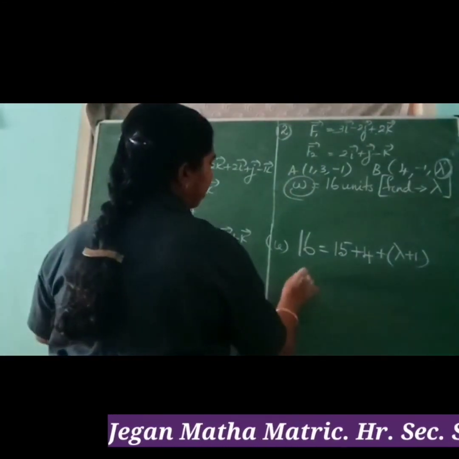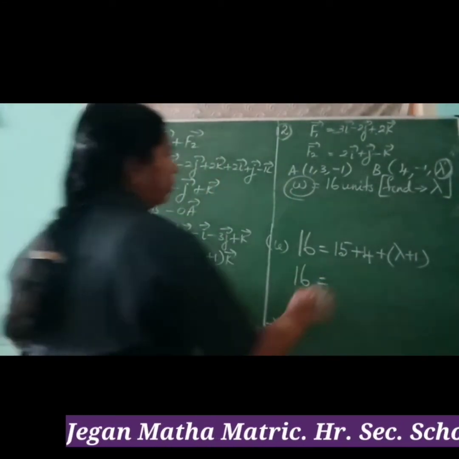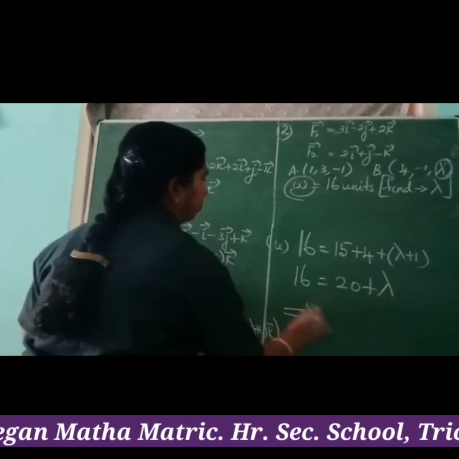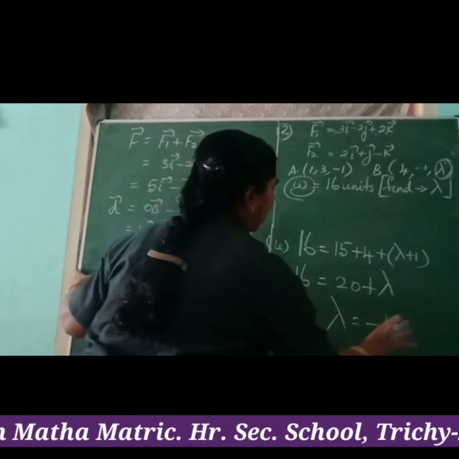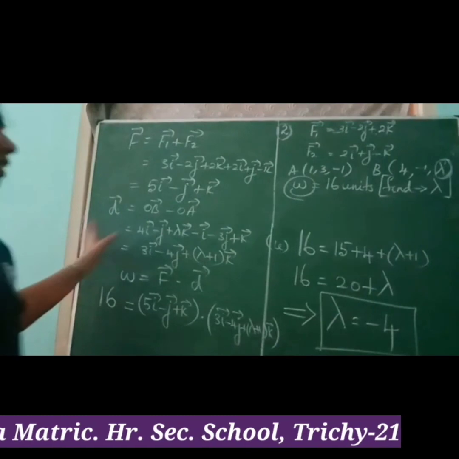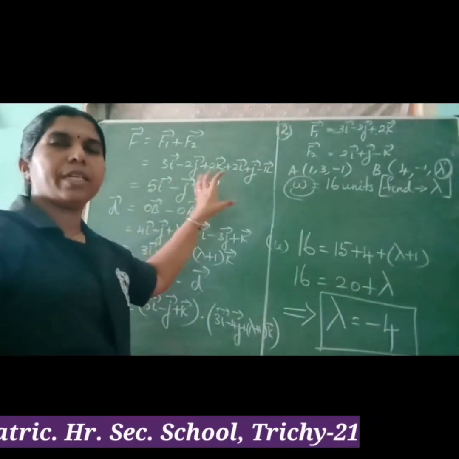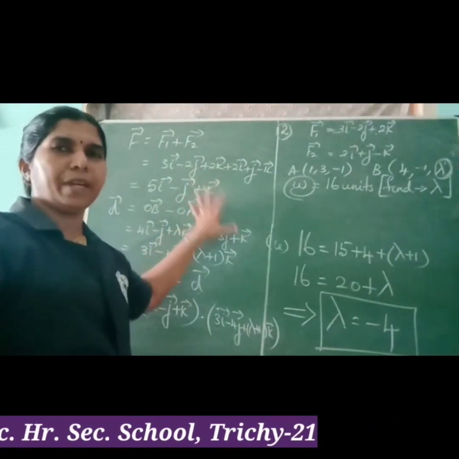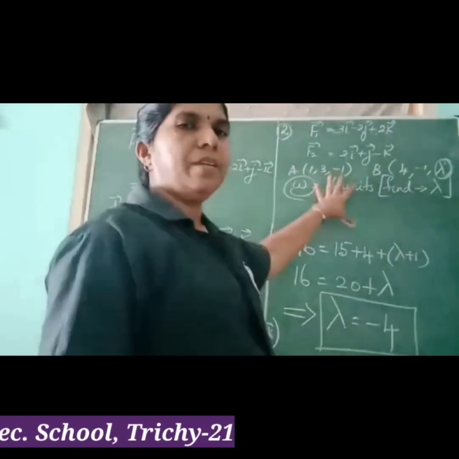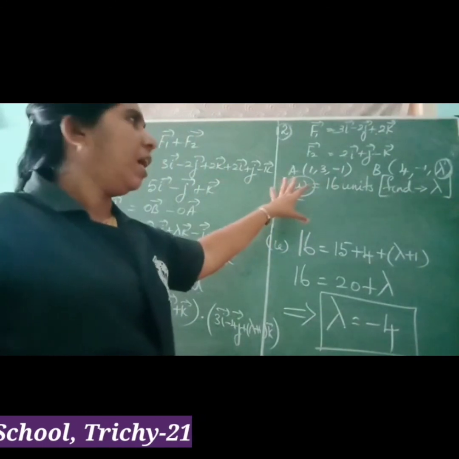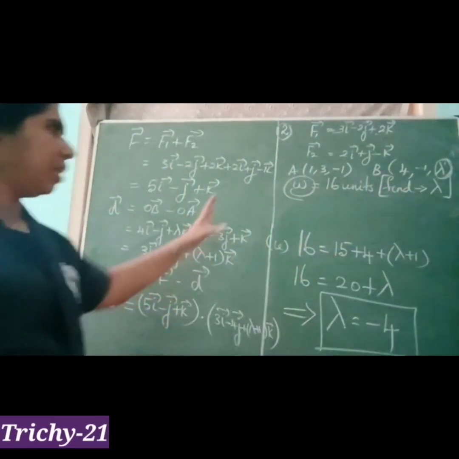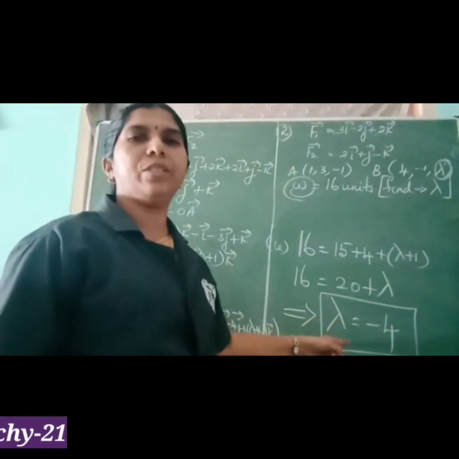So here we get 16 equal to 20 plus lambda. Therefore, the value of lambda equal to minus 4. So, work done equal to F dot D. If the forces are given, directly substitute in the formula and find out the answer. In this question, work done answer is given. We want to find out the unknown value of lambda. Substitute in the same formula and we got the answer as lambda equal to minus 4.